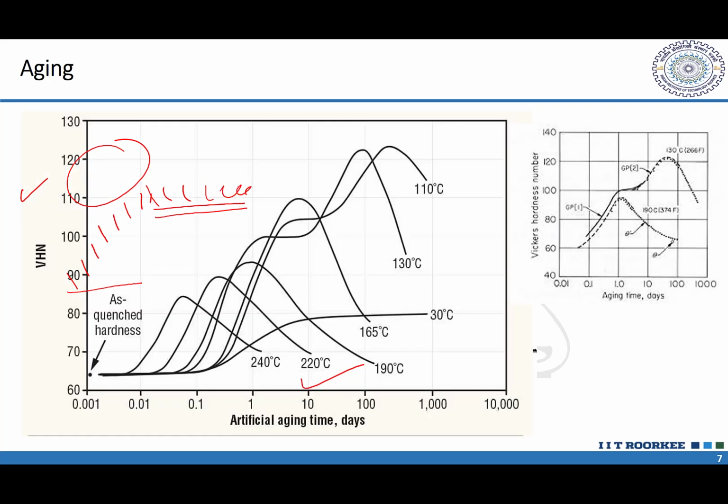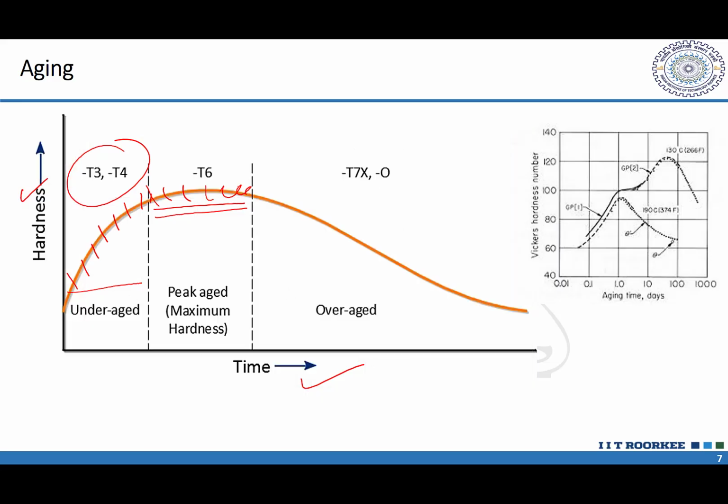So here the peak, this is the peak hardness situation, this is corresponding to the peak hardness. Okay, that's the T6 heat treatment, and then on overaging you get the reduction in hardness. So the same thing I was talking about, like when you use low temperatures.